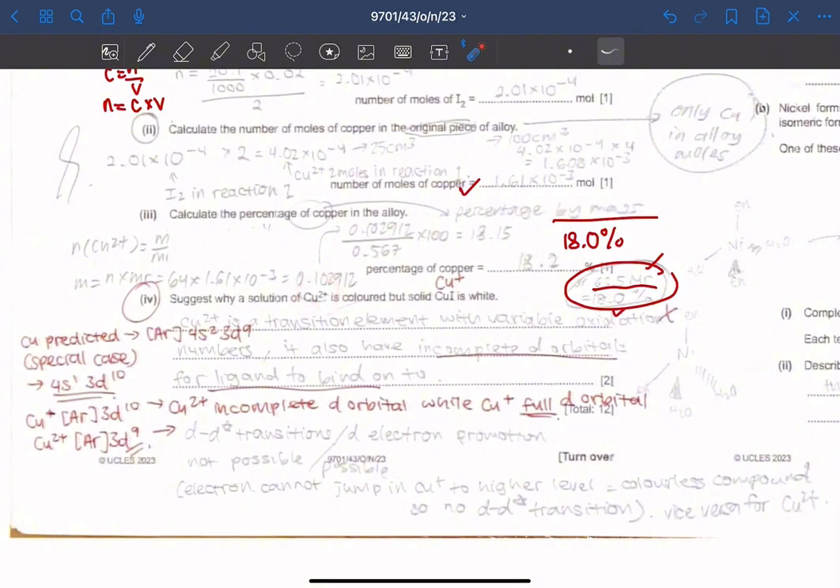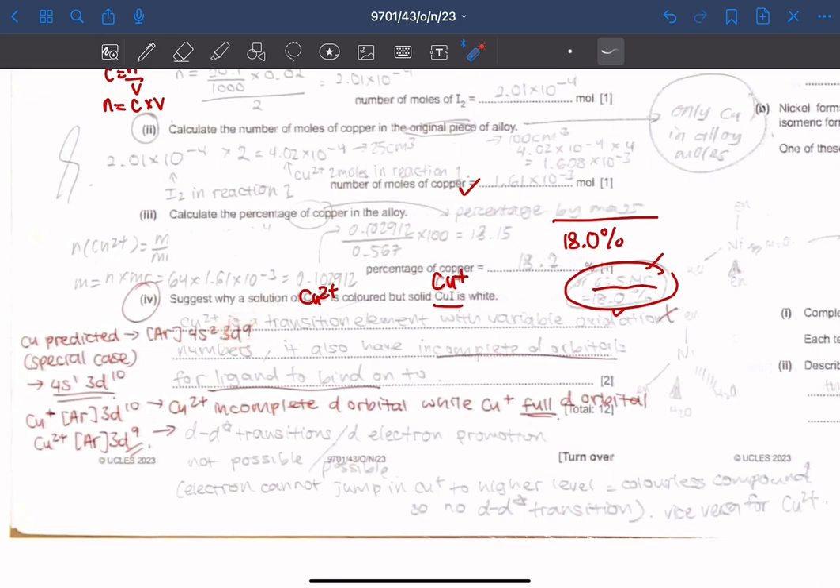Okay, next, IV. Suggest why a solution of Cu2+ is colored but solid CuI is white. So Cu2+ has a charge of 2+, and meanwhile the Cu in CuI has a charge of only +. So when you write the electronic configuration of this, first we should write normal Cu. Cu with no charge has an electronic configuration of [Ar] 4s2 3d9.